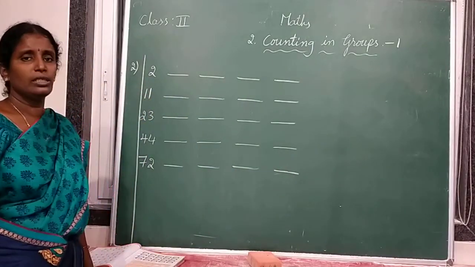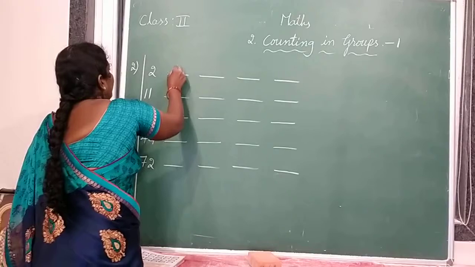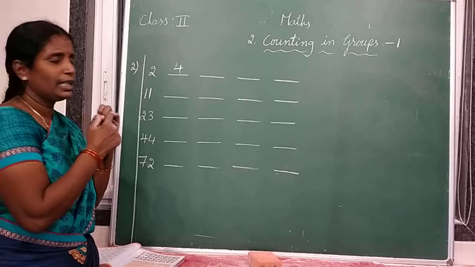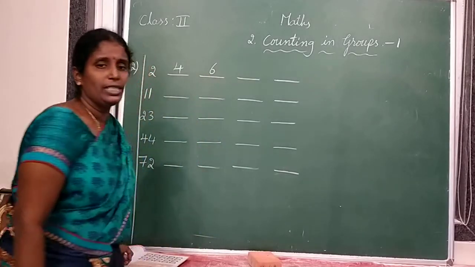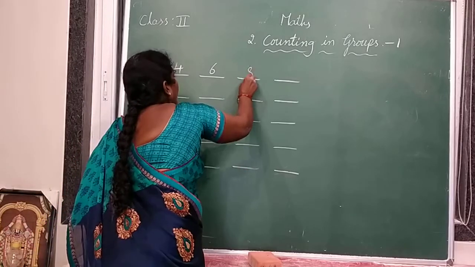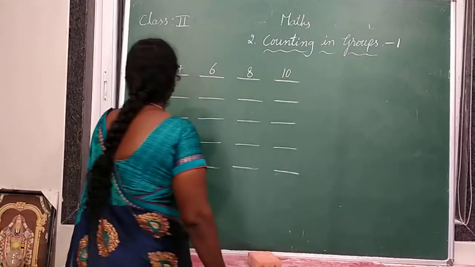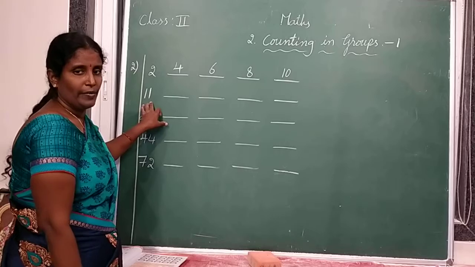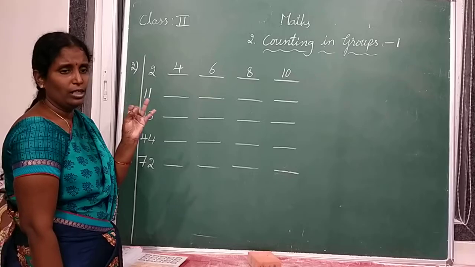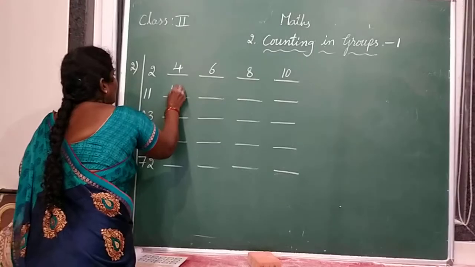In counting in twos, after 2 is 3, 4. Next, 4 after 5, 6. After 6, 7, 8. Next, 10. Very good. Next, 11 it is. After 11 is, open 2 fingers. 11 after 12, 13. So what will come here?